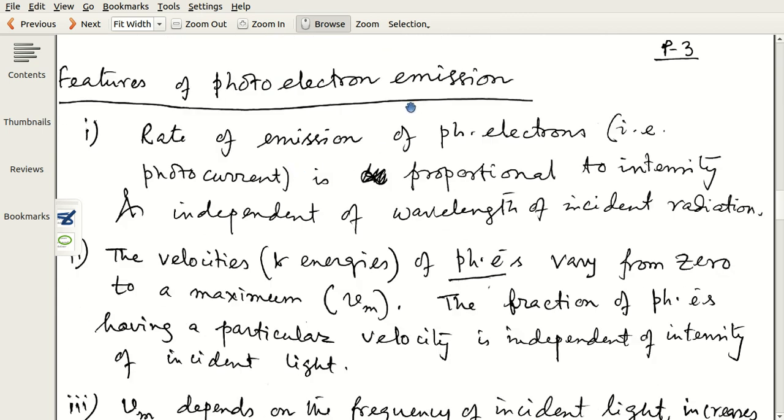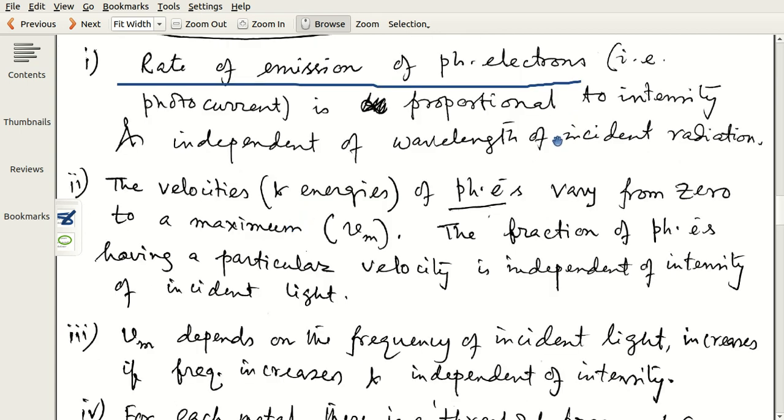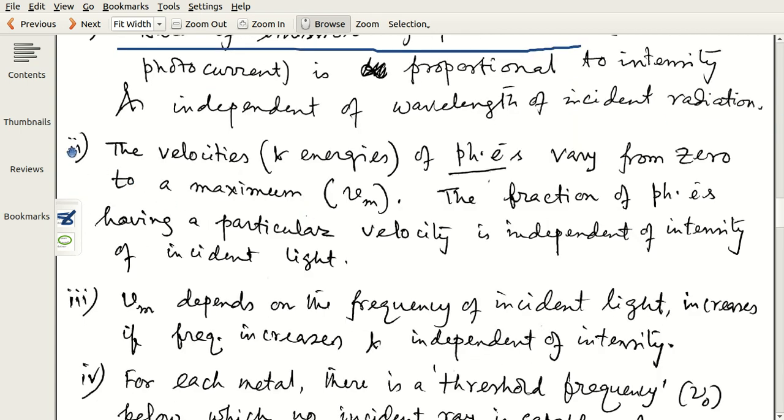And the features of photoelectron emission are listed here, a kind of summary, and some additional observations. The rate of emission of photoelectrons, that is the photocurrent, is proportional to intensity. That means photocurrent is proportional to intensity and independent of wavelength of incident radiation definitely.